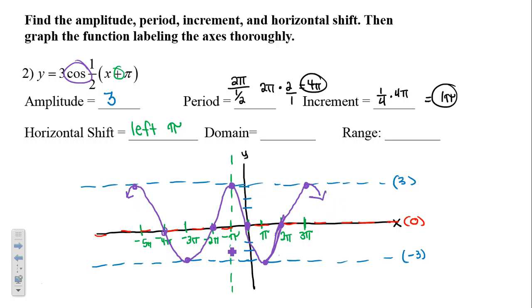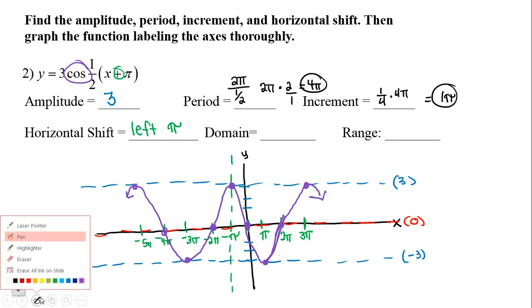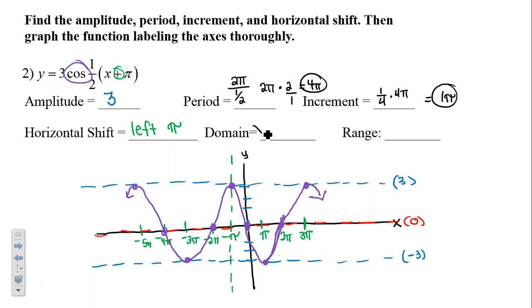All right, our domain is all reals, or negative infinity to infinity. And our range this time is negative 3 to 3, or negative 3 is less than or equal to y, which is less than or equal to 3. All right, so that's how we do horizontal shifts without the vertical shift.